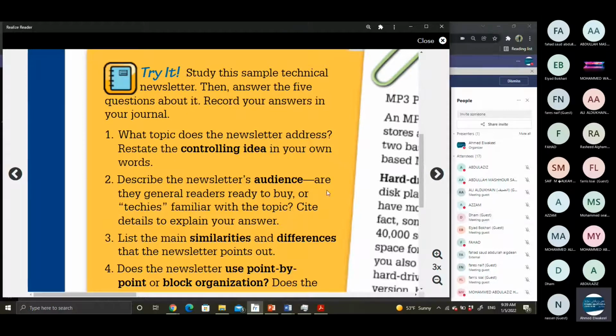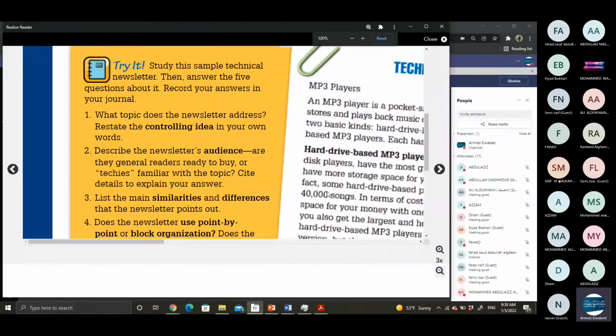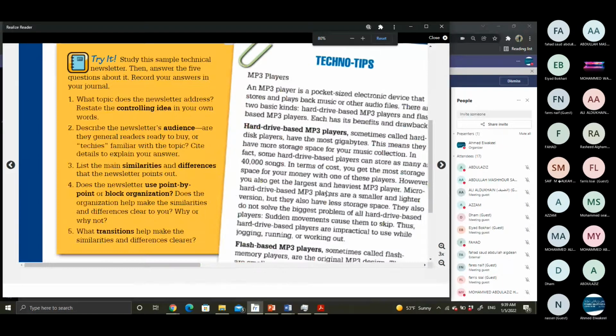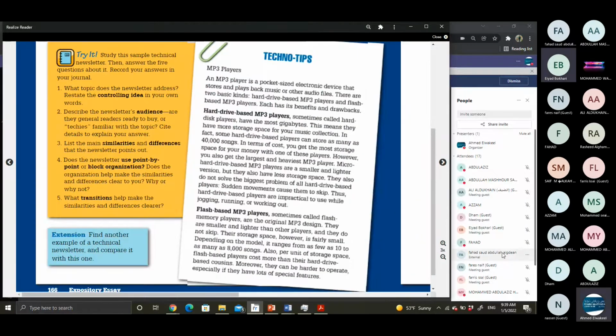Who can answer this? Let's just go here so that you have both in front of you. The MP3 player. So they are making a comparison between two different MP3 players, a hard drive based one and a flash based one.